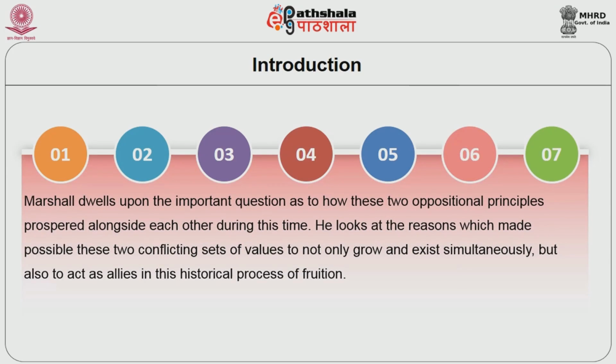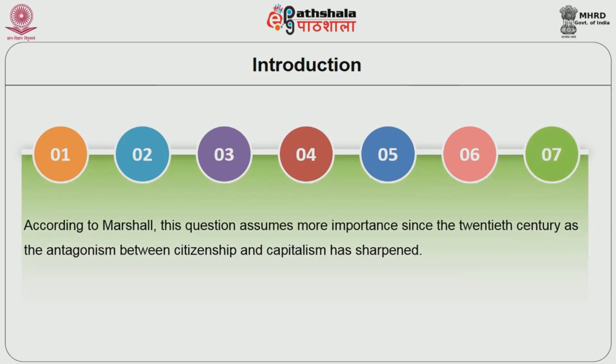Marshall dwells upon the important question as to how these two oppositional principles prospered alongside each other during this time. He looks at the reasons which made possible these two conflicting sets of values to not only grow and exist simultaneously, but also to act as allies in this historical process of fruition. According to Marshall, this question assumes more importance since the 20th century as the antagonism between citizenship and capitalism has sharpened.